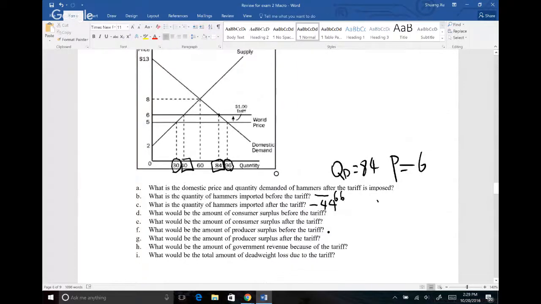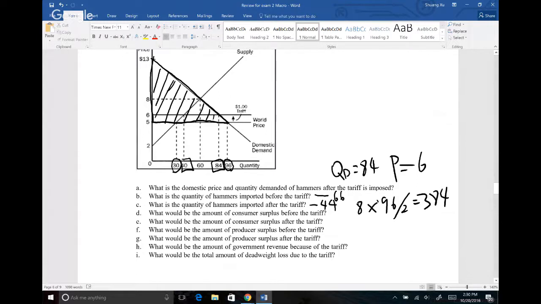And then next, what will be the amount of consumer surplus before the tariff? So before the tariff, this is your consumer surplus, all this big triangle right here. So for our consumer surplus before the tariff, again, base times height over 2. So there will be 8 times 96 divided by 2. Let's see what this is. So 8 times 96 divided by 2, I have 384.